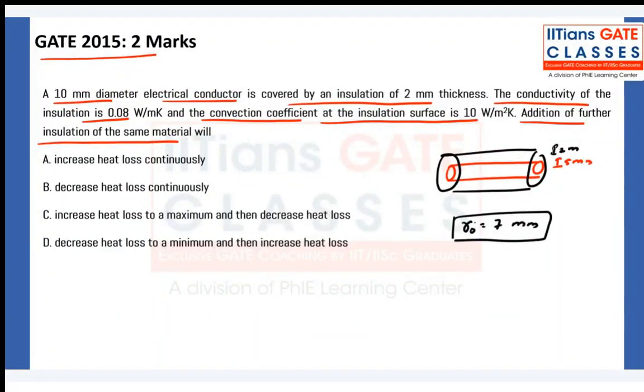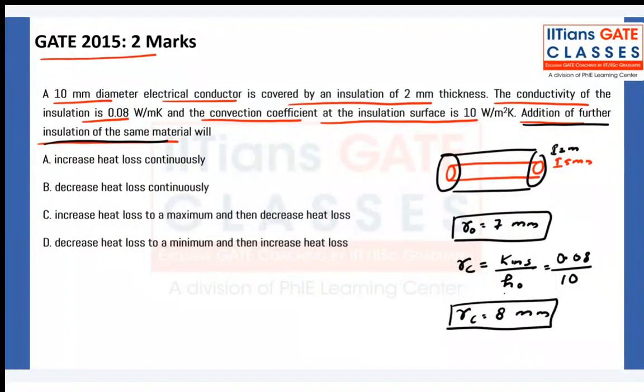Now it is asking addition of further insulation of the same thickness. If you are adding further insulation, what will happen? Same thing, I need to find out critical radius, K of insulation by H naught. K of insulation is 0.08 and this is 10, so this is 8 millimeter. You know the diagram, because R is less than R naught is less than RC, first heat transfer will increase, then it will reach Q maximum at critical radius, and then heat transfer will start reducing. So the answer is increase heat loss to a maximum and then decrease the heat loss. Yes, that is correct. Is it clear?